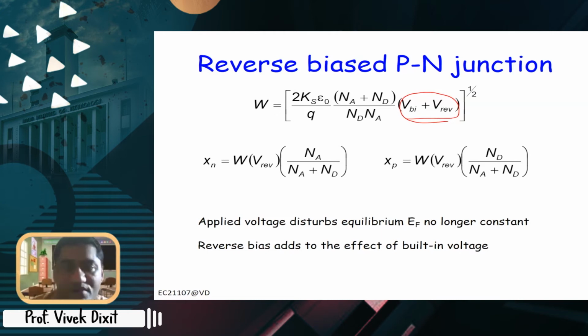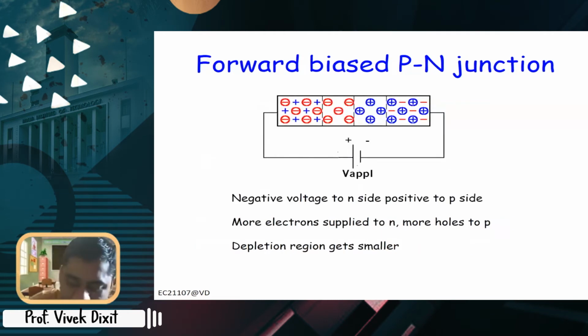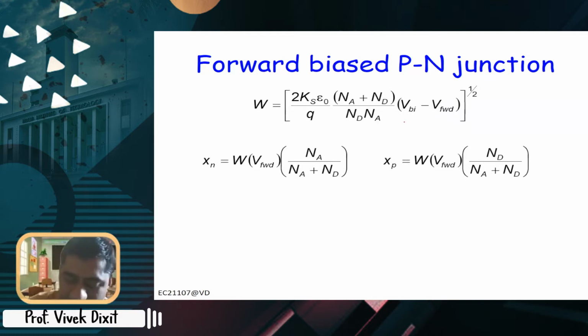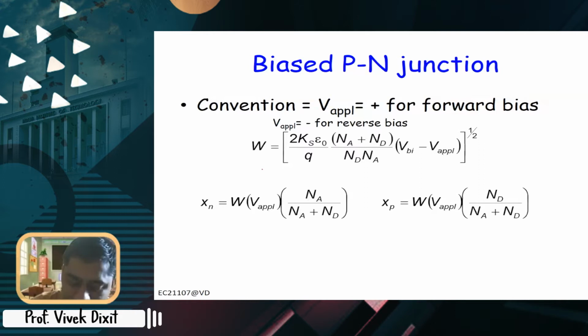Now let us see what will happen in forward bias. In forward bias, we apply a positive voltage to the P side, so this will repel the holes, and the other side, the N side, will repel the electrons. So your depletion width will decrease. With a narrow depletion width, again we can use the same expression. The only difference is we will write V built-in minus the applied voltage, or forward bias voltage. So we can write a general expression where W depends on V built-in minus V applied, where V applied is positive for forward bias. So this V decreases.